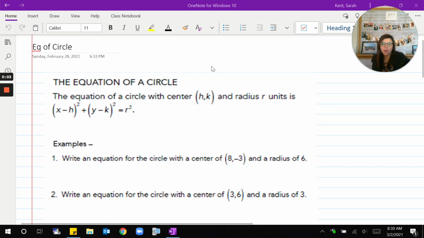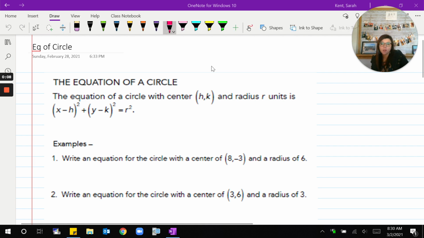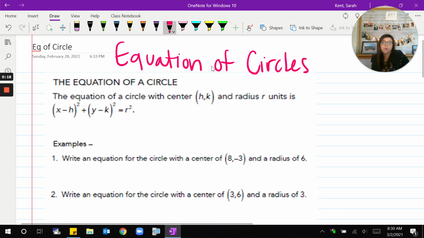Right, today we are going to look at an equation of a circle. For an equation of a circle, there's a formula we're going to use every time. And that formula is (x - h)² + (y - k)² = r². We will use this every time. All we need for this are two things.